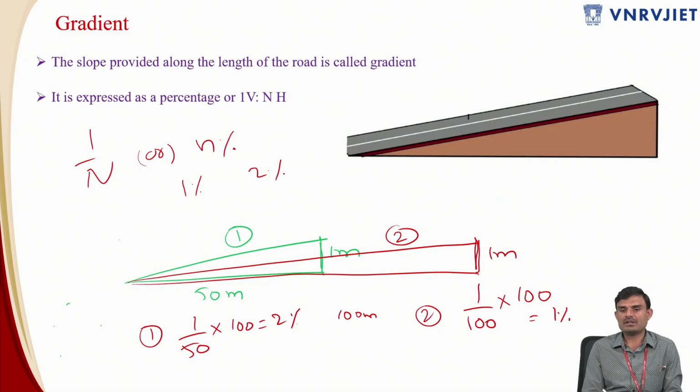The gradient is nothing but the slope along the length of the road. It is nothing but gradient. And it can be expressed as 1 in n, where 1 is 1 meter rise or 1 meter fall for a horizontal distance of n meters. It can also be expressed as small n percentage.